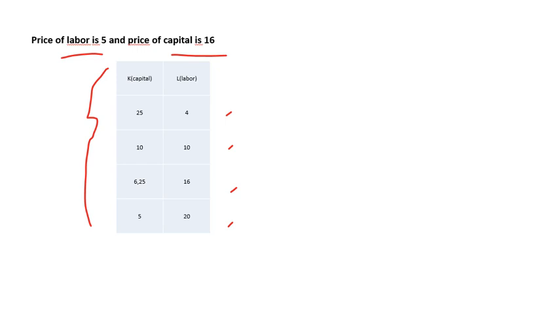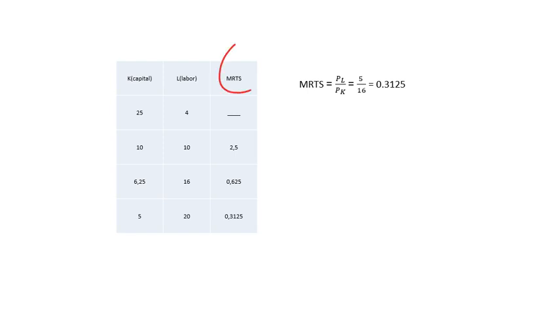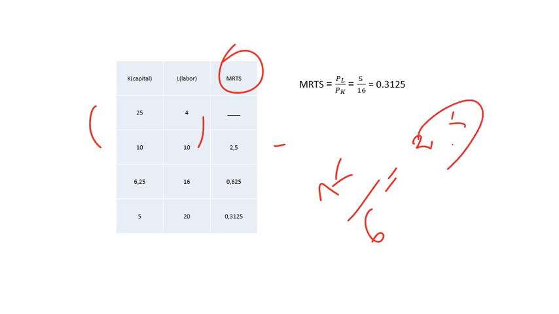Therefore, to find the best combination here that costs less, first we need to set the condition as we saw. So the condition is the same here: MRTS equals PL over PK, and in this case you can find MRTS using this formula, which is the change in K over the change in L. We add a new column for MRTS here. For this point, MRTS is simply the change in capital, which is 15, over the change in labor, which is 6, equals 2.5. The same way we find this, and the same way we will find this.